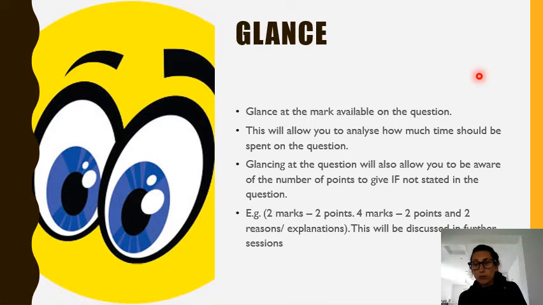So 2 marks, 2 points, 4 marks. Sorry, that should say 2 points and 2 reasons. So for example, you might get explain the physical changes of Mary. So you may say, Mary may go through puberty. This is because blah, blah. That's 2 points. Then you will put another one, Mary's breasts may grow. This is because blah, blah, blah. That's another 2 points. That's 4 marks in total, okay?